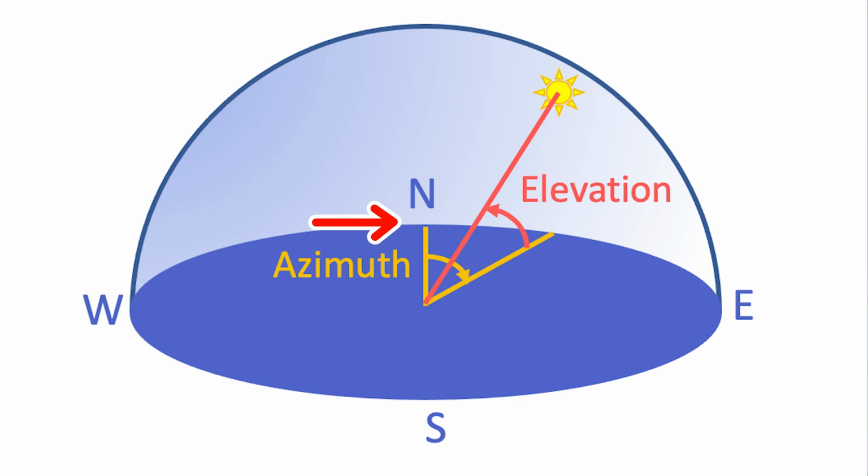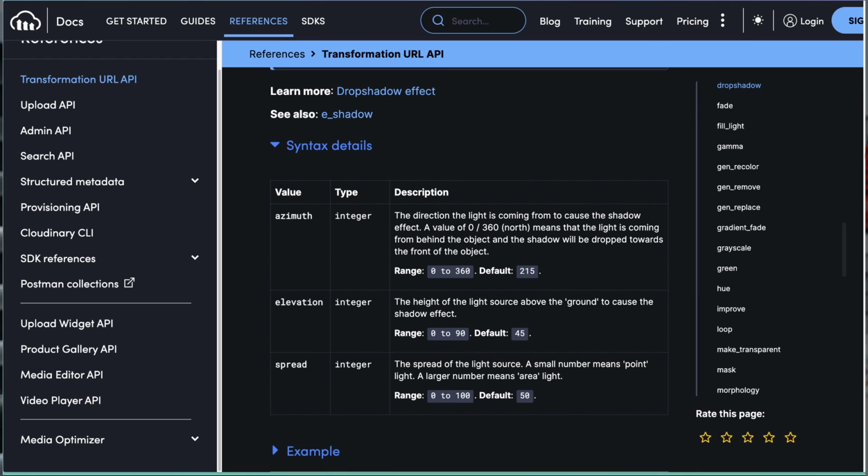Azimuth represents the north of the light. It is a value between 0 and 360. It's behind the object, so the shadow falls directly in front of the object. Elevation is a range between 0 and 90 degrees. The smaller the number, the longer the shadow. And spread is a range between 0 and 100%, where the smaller the number, the closer the light source is to a point, and larger numbers mean area light.